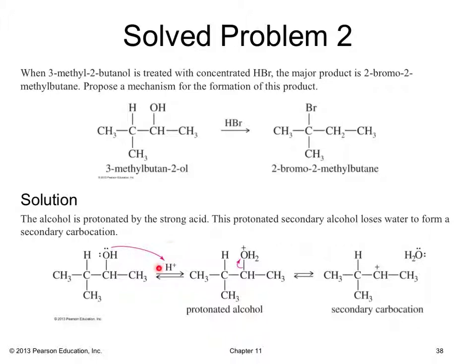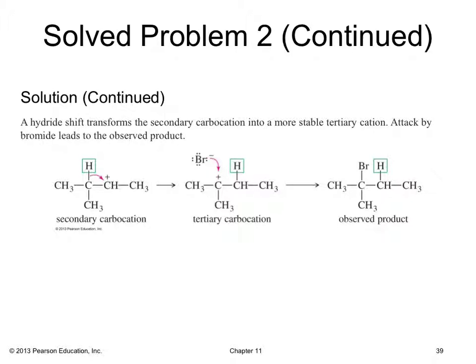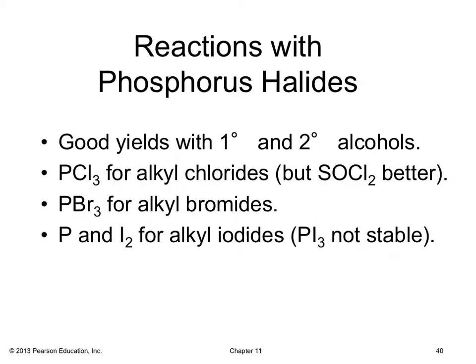So the first thing, right, we've seen this reaction before. Your alcohol gets protonated. Once it gets protonated, this is now a secondary alcohol. It's going to leave, forming this secondary carbocation. After it forms that secondary cation, you're going to have a hydride shift, forming the tertiary carbocation, which is more stable. Bromine will quench that, and here's your observed product.